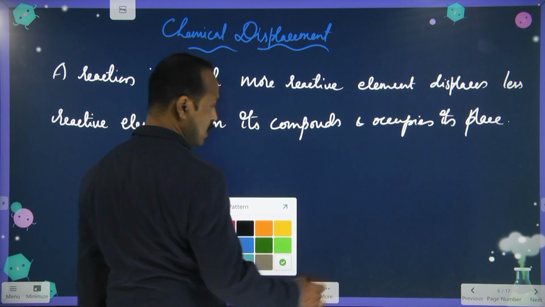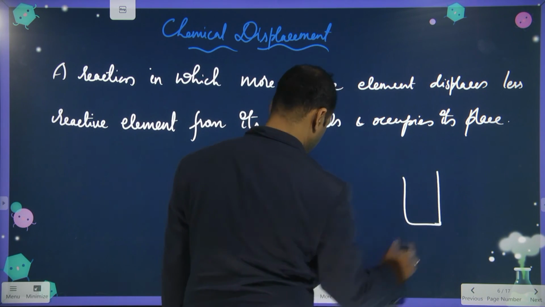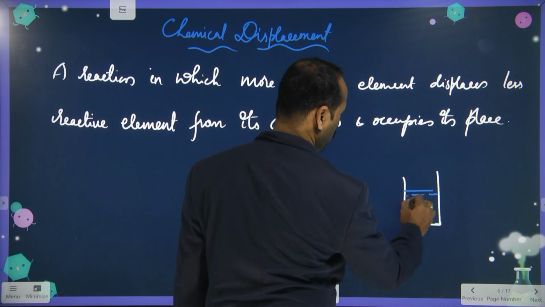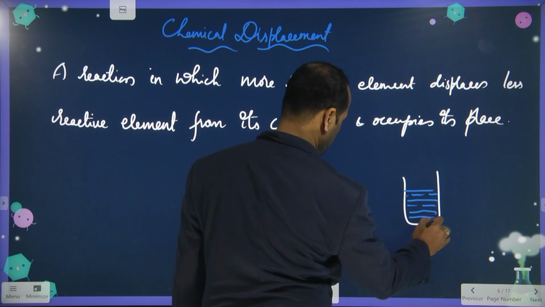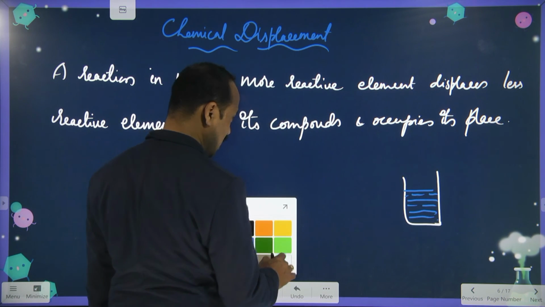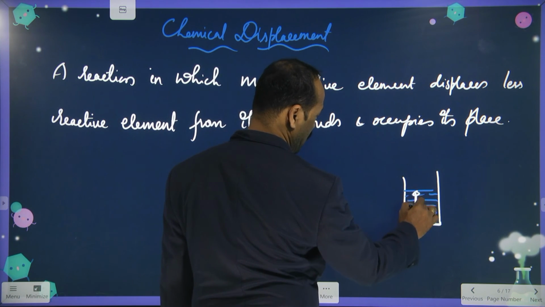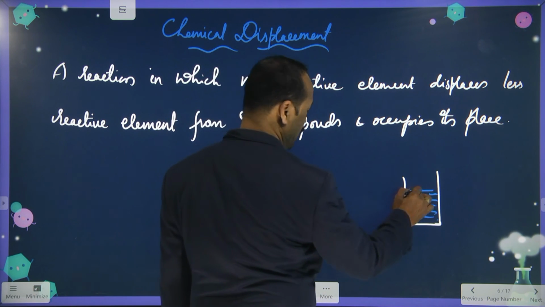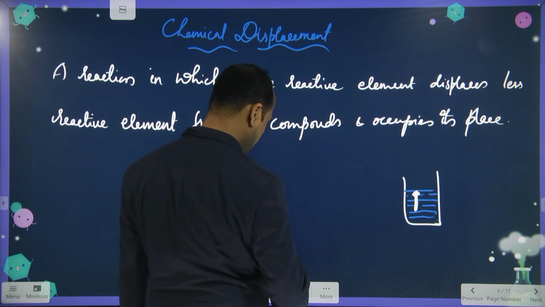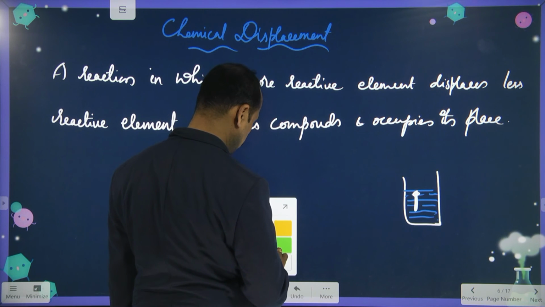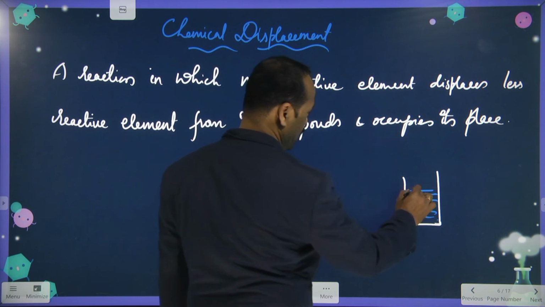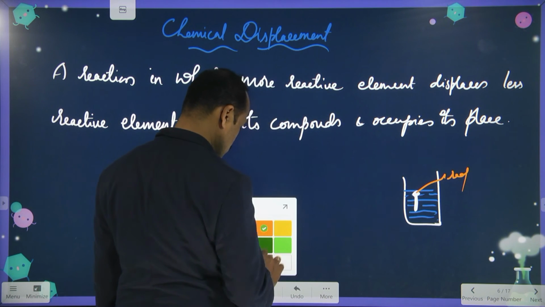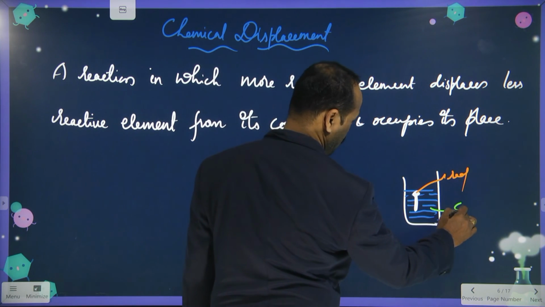You take one beaker, and in this beaker you take some copper sulfate solution. Copper sulfate solution will be blue in color. In that, if you dip one iron nail, then after some time this iron nail becomes brownish red in color, and the copper sulfate solution becomes green in color.